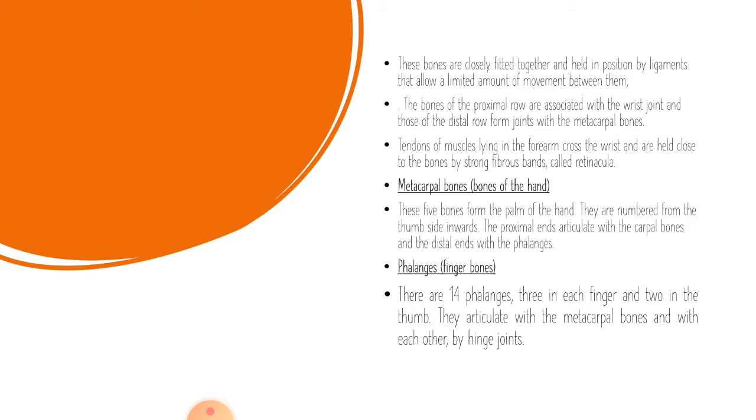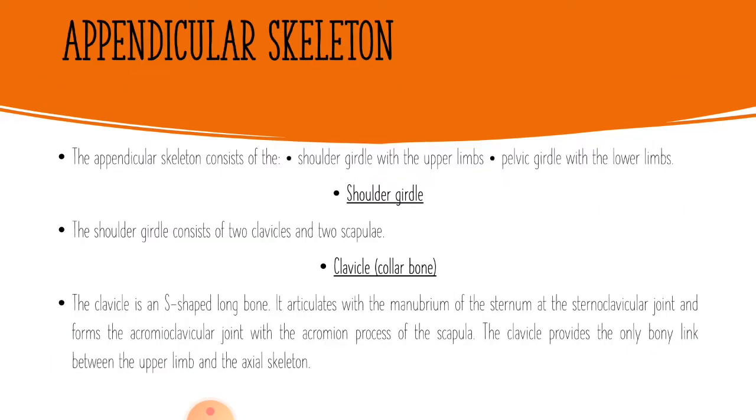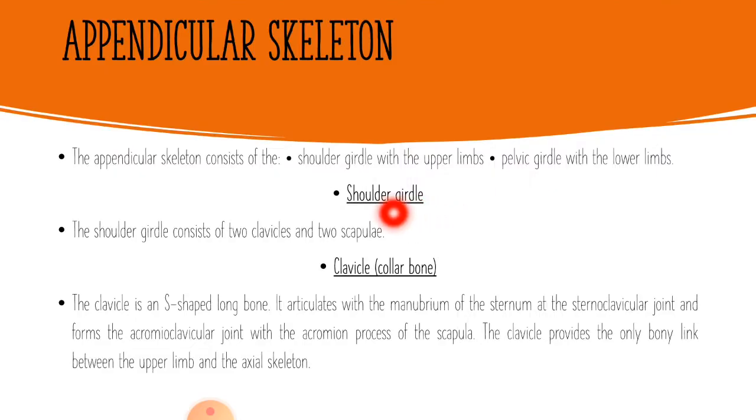Now we will discuss them individually, starting with the appendicular skeleton. The appendicular skeleton consists of the shoulder girdle with the upper limbs, and the pelvic girdle with the lower limbs. The shoulder girdle consists of 2 clavicles and 2 scapulae.